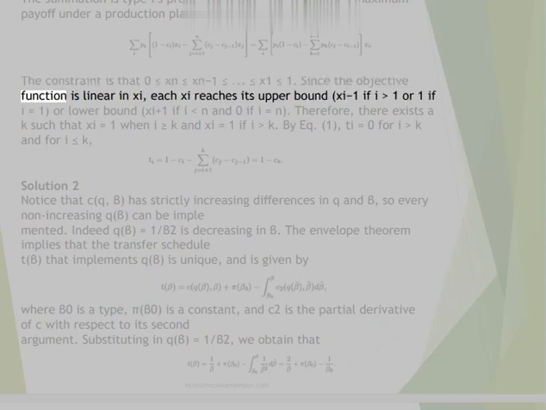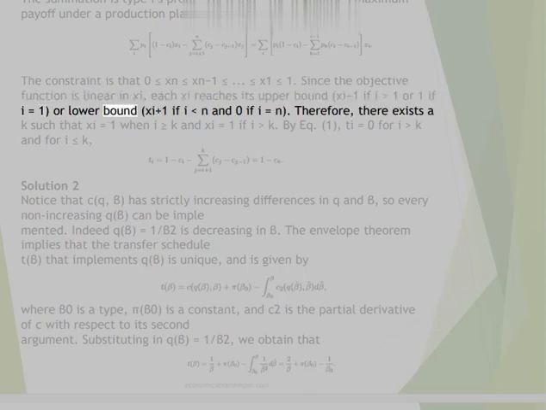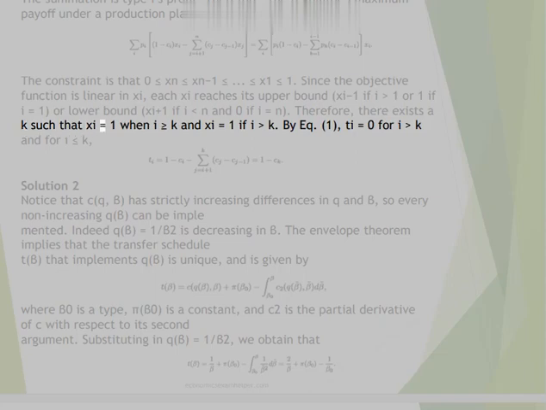Since the objective function is linear in X_I, each X_I reaches its upper bound, X_{I-1} if I greater than 1 or 1 if I equals 1, or lower bound, X_{I+1} if I less than N and 0 if I equals N. Therefore, there exists a k such that X_I equals 1 when I less than or equal to k and X_I equals 0 if I greater than k. By EQ 1, T_I equals 0 for I greater than k and for I less than or equal to k.